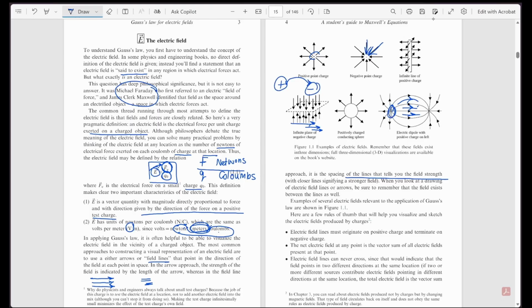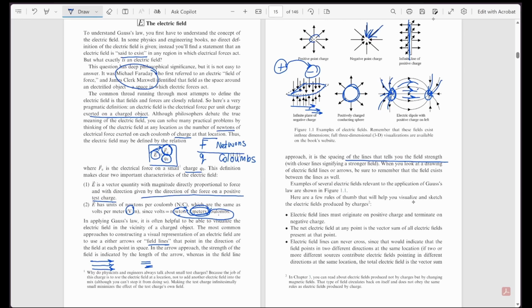So here is a positive charge, the electric field starts from it, and a negative charge here, where the electric field ends. There is also an infinite line of positive charges, an infinite plane of negative charge, and a positively charged conducting sphere. Here are a few rules of thumb that will help you visualize and sketch the electric field produced by charges.